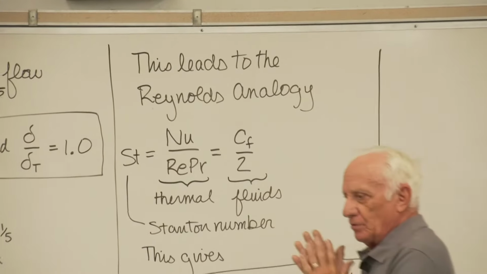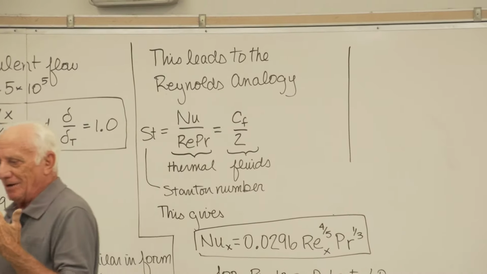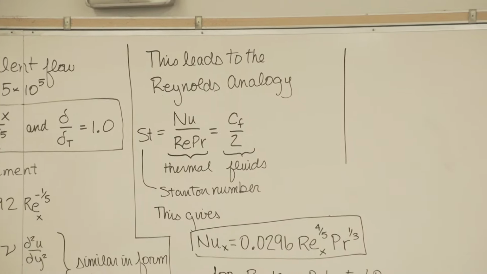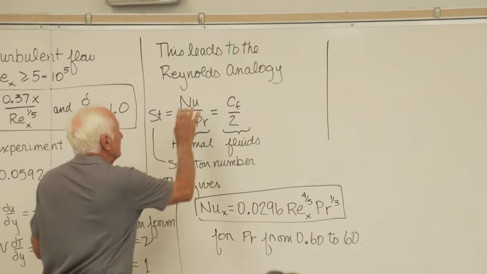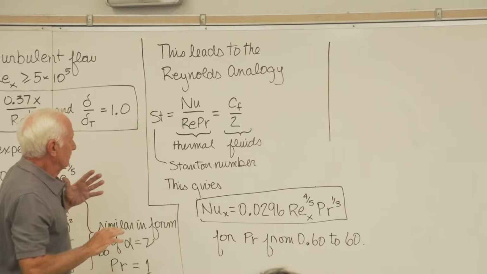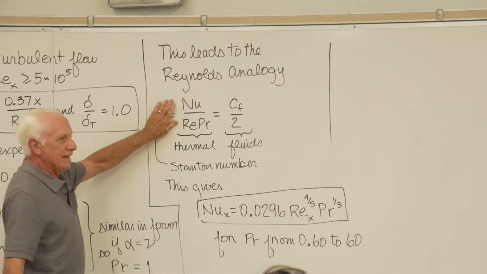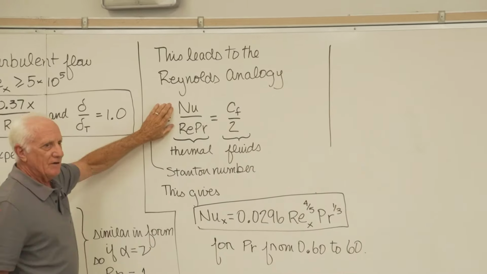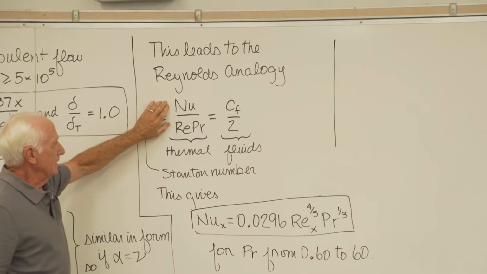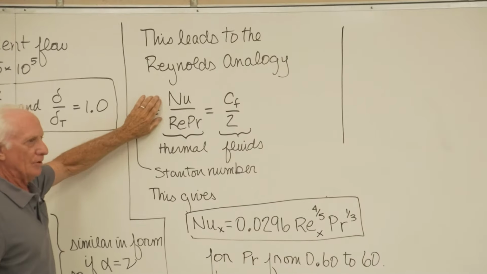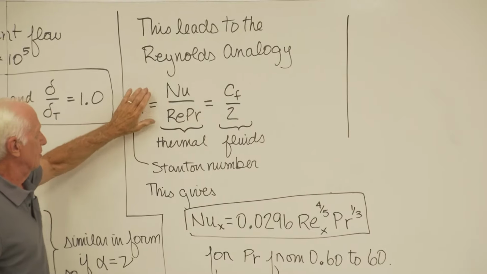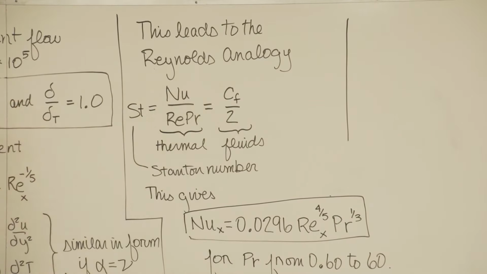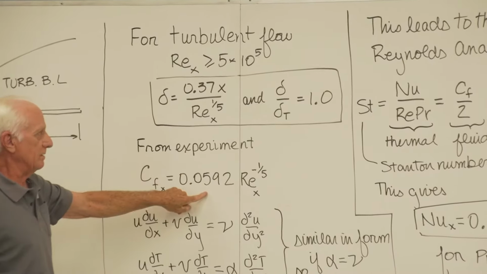The textbook walks you through it in about a page. We're not going to spend the time for that page. We're going to the result. The Reynolds analogy result is, forget that guy now, Nusselt over Reynolds Prandtl equals C_f over 2. This gives us the Nusselt number in terms of the friction coefficient. Where does that friction coefficient come from? Experiment here.